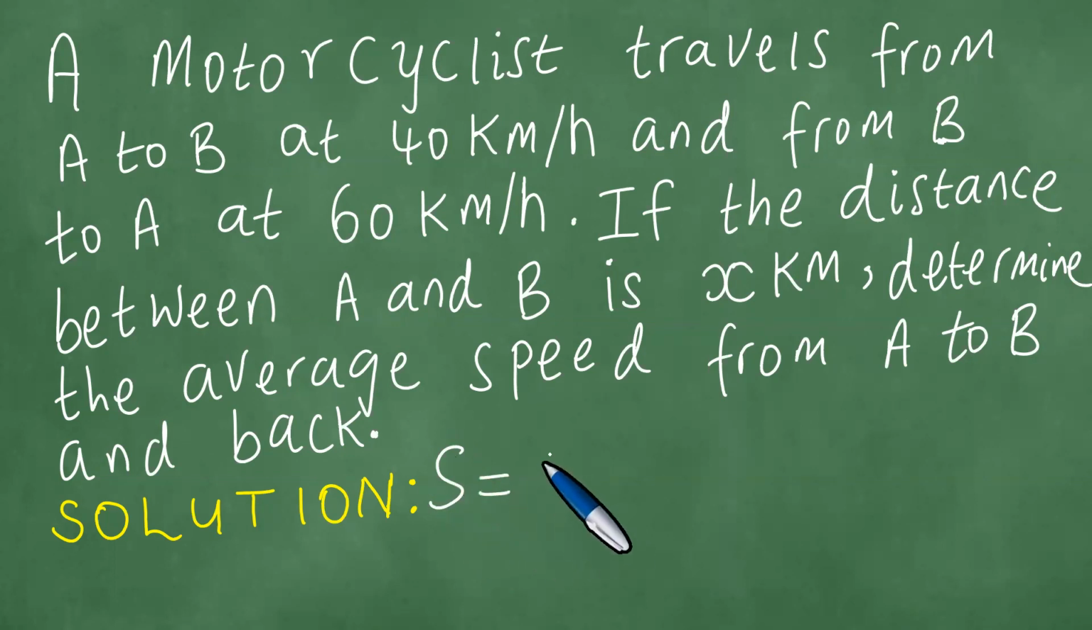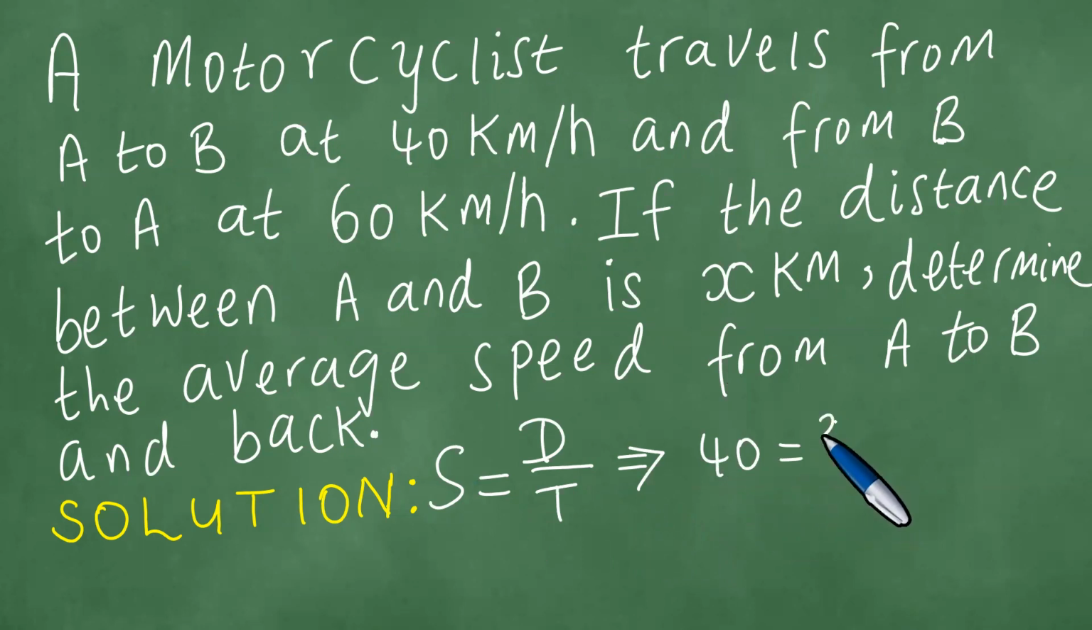that speed equals distance over time. And this means if this motorcyclist travels from A to B at 40 kilometers per hour, it would mean 40 equals exactly X over time 1. But we also have 60 kilometers per hour from B to A, which means you have 60 here equals the same distance over time 2.